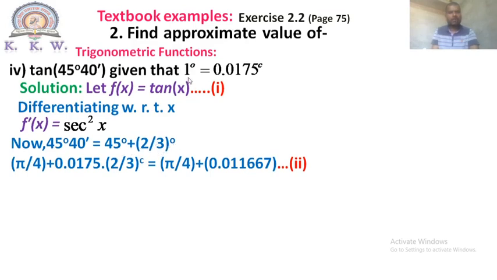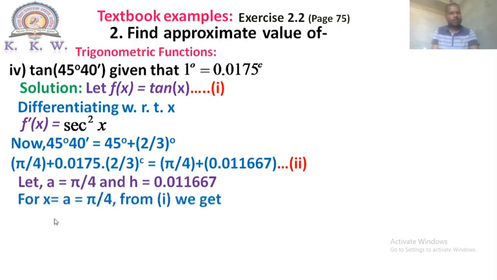We are given that 1 degree is equal to 0.0175 radian. Therefore, 2 by 3 degree is equal to 2 by 3 into 0.0175. By calculating, we get pi by 4 plus 0.011667. Now you can easily find that the value of a is pi by 4 and h is 0.011667. For finding the value, at x equal to a equal to pi by 4, f of x and f dash of x become f of a is equal to f of pi by 4, which is equal to tan pi by 4.